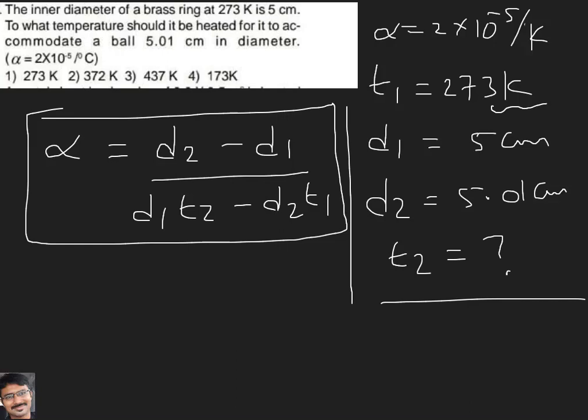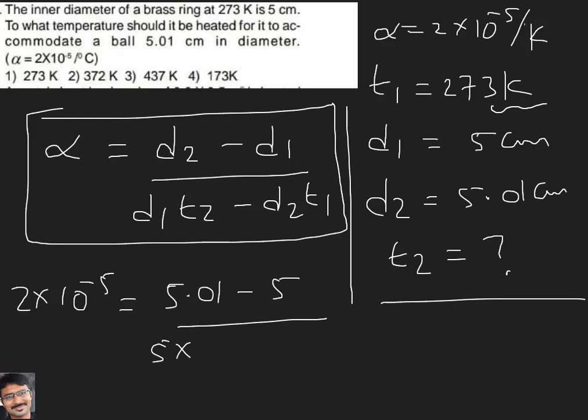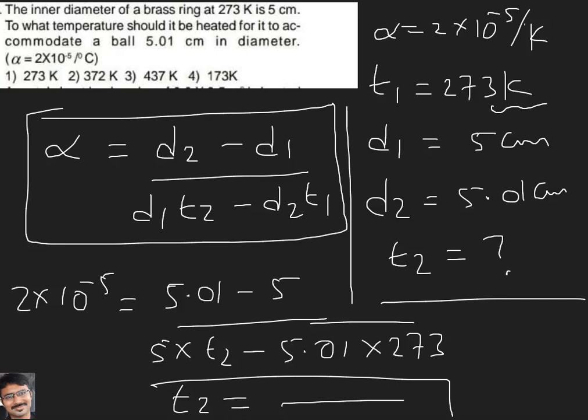So let us substitute the data now. Alpha is 2 into 10 power minus 5, equals 5.01 minus 5 by D1, which is 5, times T2, which we have to find, minus D2, which is 5.01, times T1, which is 273. If you simplify this one, you will get the value of T2. This is how to solve this type of related diameter sum. I hope you are clear now on how to handle it.